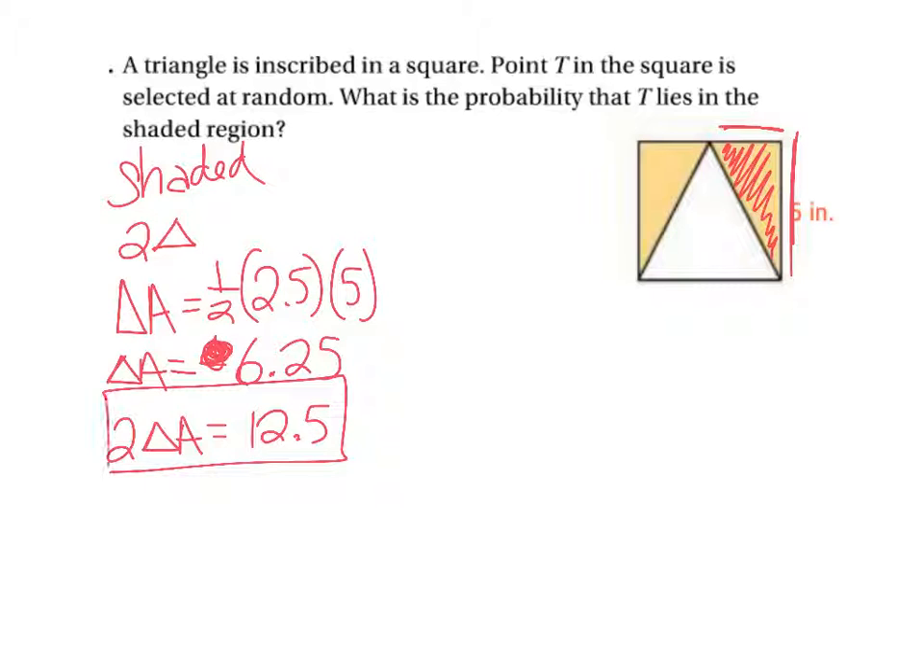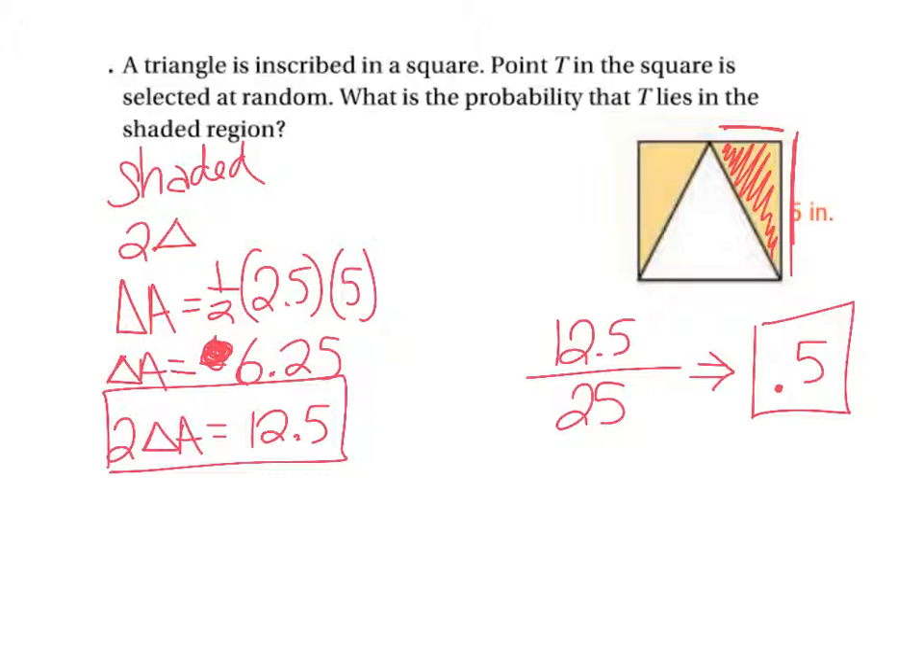Now, remember that it's shaded area over total area. So I got 12.5 over total area for the square, base times height, just 5 times 5. That's going to be 25. And that would reduce, if you type it in your calculator, or maybe you can just look at it and tell me, it's 1/2. So I'm going to say that the probability that it hits the shaded area is 1/2.